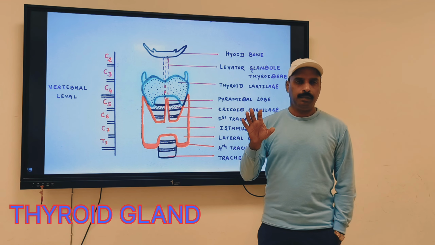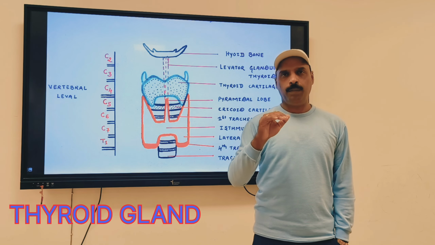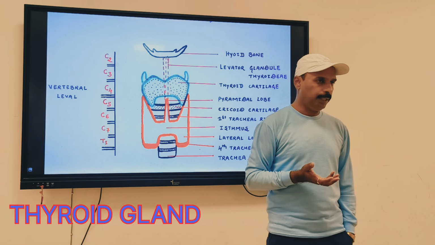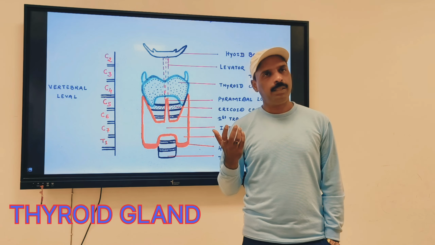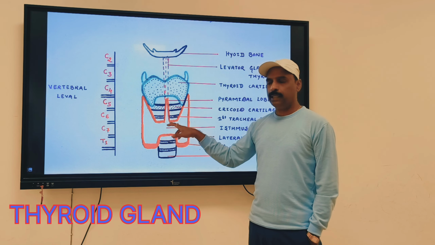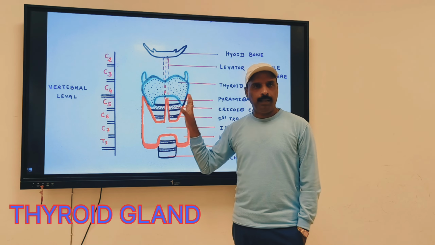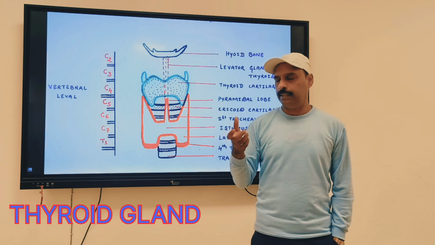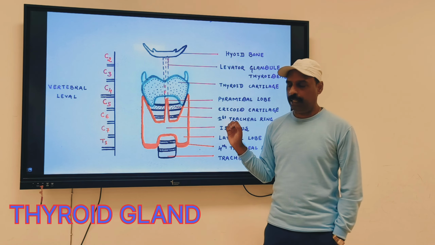So I have told you the exact location in all aspects. Generally you say it is located in the front and side of the lower part of the neck region. Second, it is against the cervical vertebrae C5, C6, C7 and T1. Then it extends from the middle of the thyroid cartilage to the fourth or fifth tracheal ring, and the isthmus lies at the second or third tracheal ring, which you have to remember. And it is clasping the upper part of the trachea. Clasping means holding. So this is all about the location and situation of the thyroid gland.